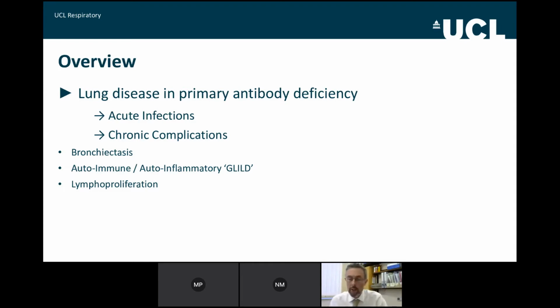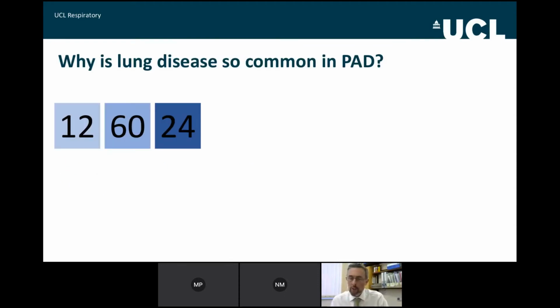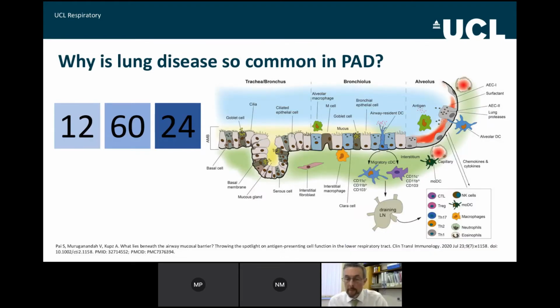So let's get started by asking ourselves a question: why is lung involvement so common in primary antibody deficiency? I don't know if you recognize these numbers or not, but you probably should, because we're all breathing 12 times every minute, 60 minutes every hour, and 24 hours every day. And if my maths are right, that's 17,280 breaths a day.